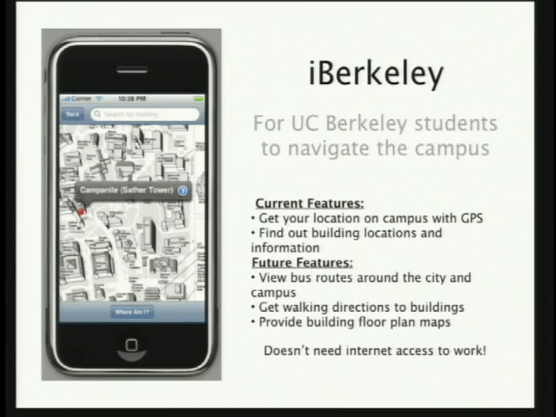So I want to be able to put in bus routes, walking directions on campus, and also floor maps for buildings. So if the GPS in the iPhone ever gets really good, then you can find out where you are in a building, and you can find rooms rather than just the building.